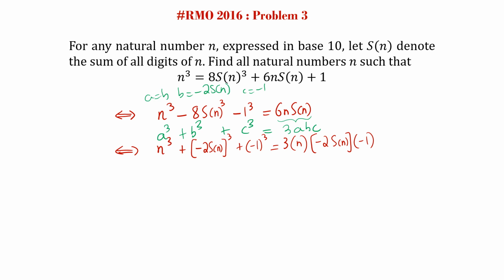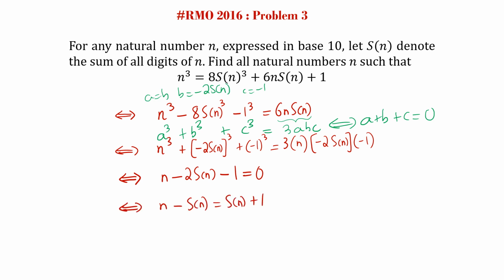Now when will a cube plus b cube plus c cube be indeed equal to 3abc? That is possible if and only if a plus b plus c is equal to 0. So that means we must have n minus twice of S of n minus 1 equals 0. Beautiful. All right. So what does that mean?